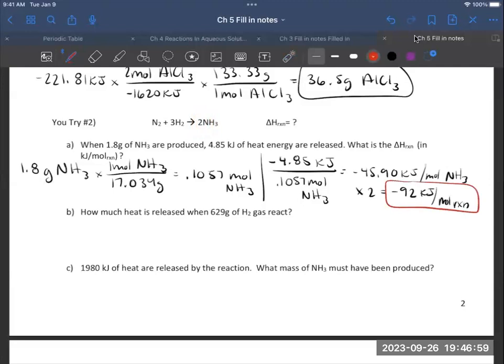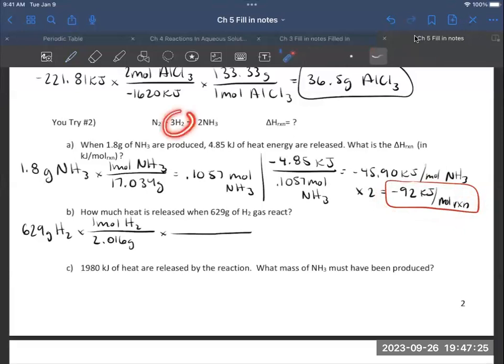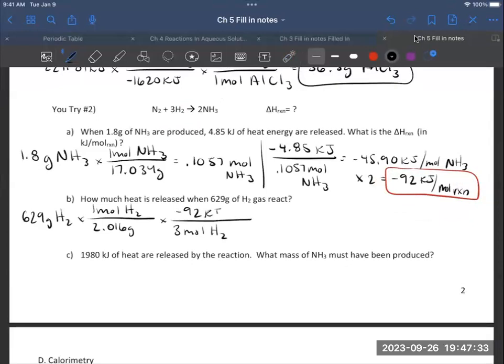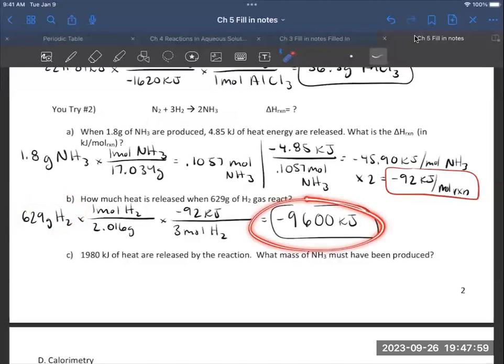Now that we have our heat of reaction, we can go ahead and do parts B and C. In this case, we've got 629 grams of hydrogen. We turn from mass into moles, and then we're going to use our delta H of reaction as a conversion factor. In our balanced equation, we have 3 moles of H2. So for every 3 moles of H2, we release negative 92 kilojoules. That's going to get us our answer. You should have gotten, with 2 sig figs only, negative 9,600 kilojoules of heat energy released. So this means that if this many grams of hydrogen react in this overall reaction, we will release this much heat energy.